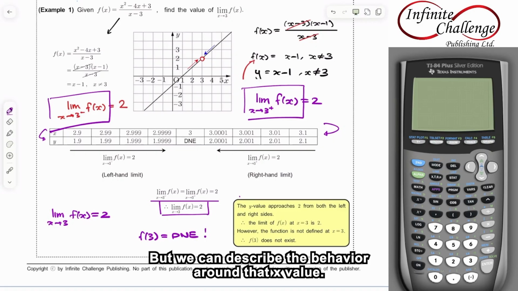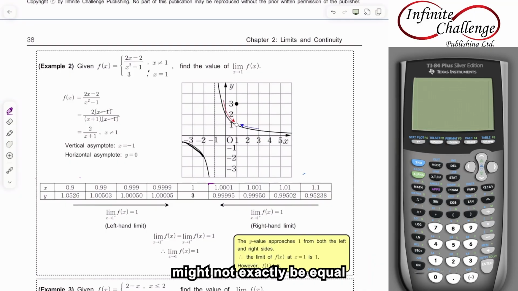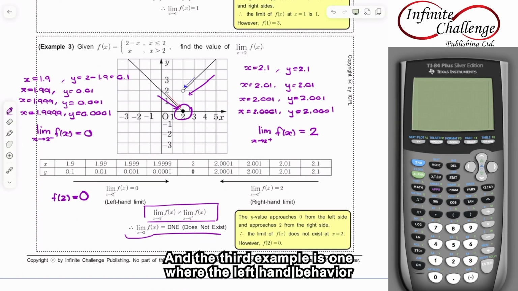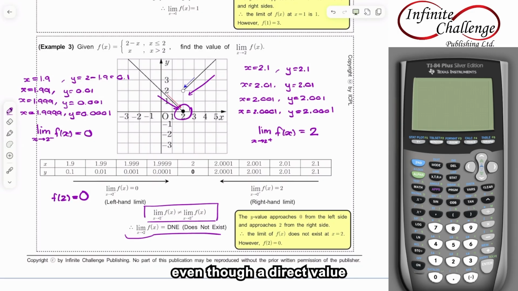So, the three cases that we've covered: the first is one where the direct value of x does not exist, but we can describe the behavior around that x value. The second example talks about how there is an x value that might not exactly be equal to the limit, but both exist. And the third example is one where the left-hand behavior and the right-hand behavior of a graph near a point do not coincide, even though a direct value, x equals 2, does have a value.